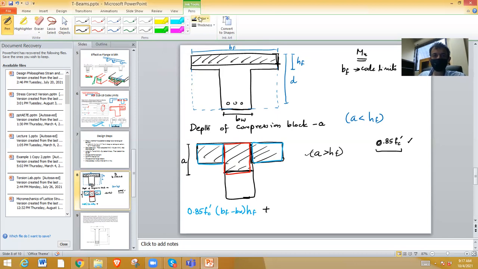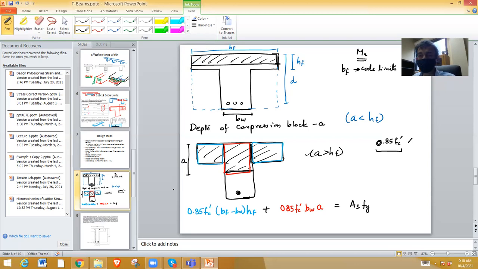Now, how about the red part? For the red part, I have 0.85 fc prime. Width is BW and depth is A, right? And this whole thing must be equal to AS times FY. Okay? So this is clear. It's just that I'm writing C equal to T.